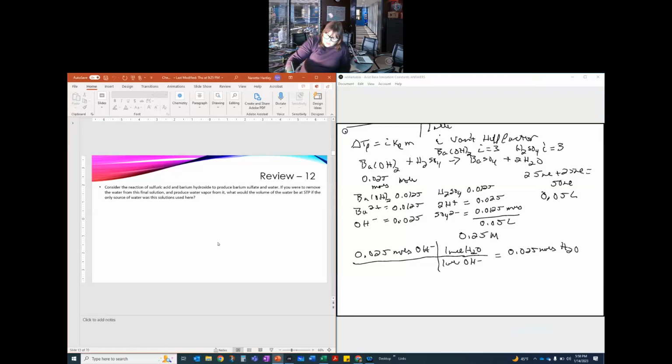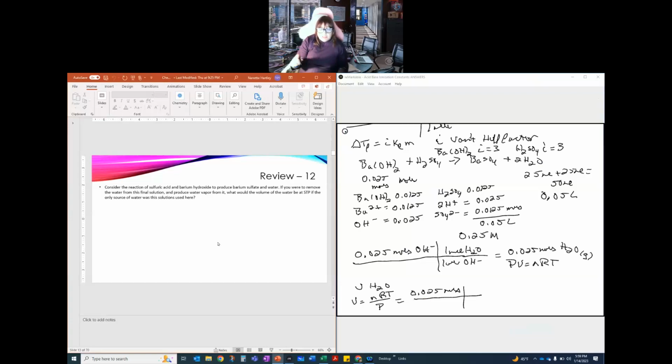Okay? If I want to know what the volume of the water is, volume for the H2O, and I've taken this and made it a gas, then I'm looking at a situation where I need to use PV equals nRT. Because I know the number of moles. I know what R is. It's a constant. I know what the temperature is because it's a standard temperature of pressure. And that means I also know what the pressure is. So I can solve for the volume. And that's going to be equal to nRT over P.